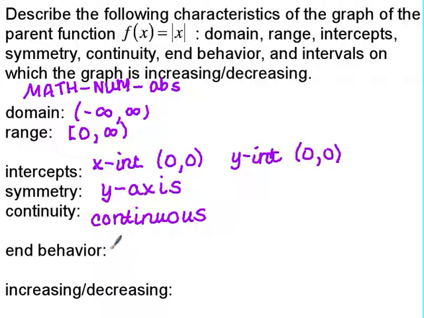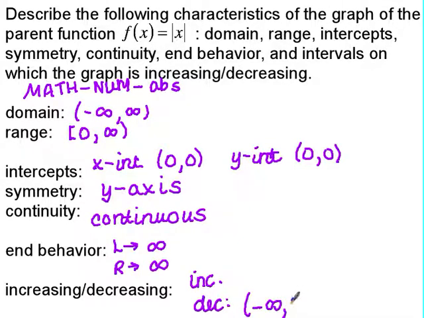End behavior. On the left, what do we have? What's it doing? Positive infinity because it's going up. What about the right? Positive infinity because it's going up. Okay, increasing and decreasing, what can you tell me? What does it start doing? Decreasing. Negative infinity to 0. Nice job. You guys did great on that one. So that's what you're going to need to do.